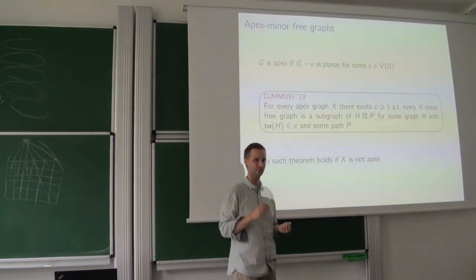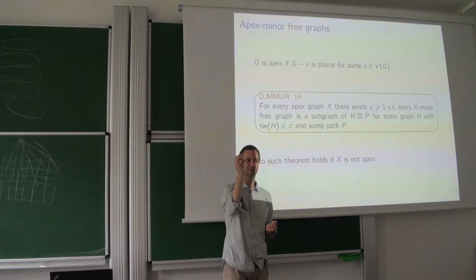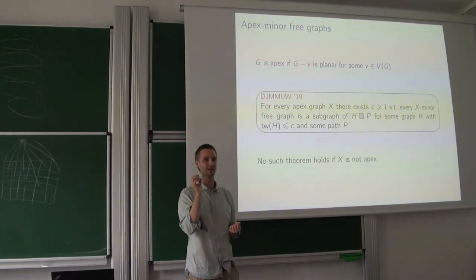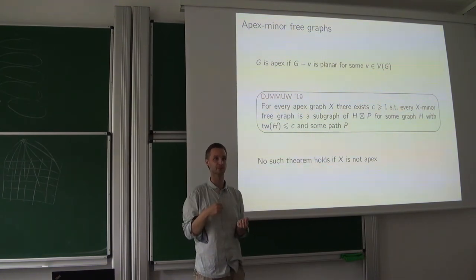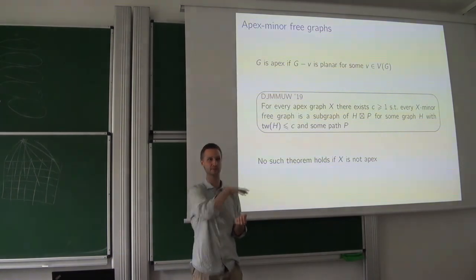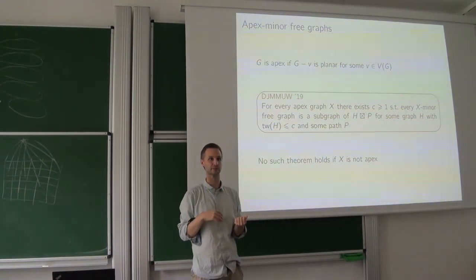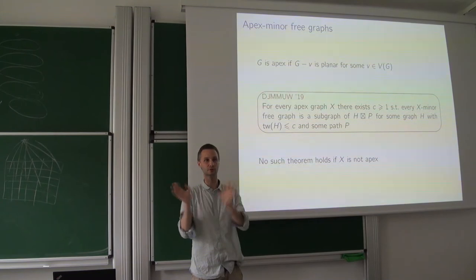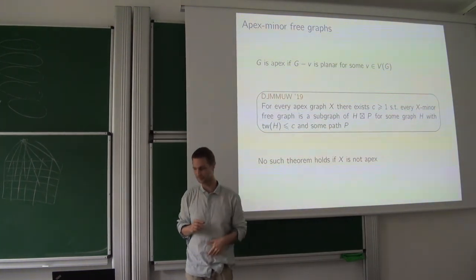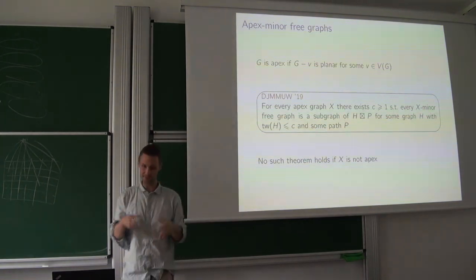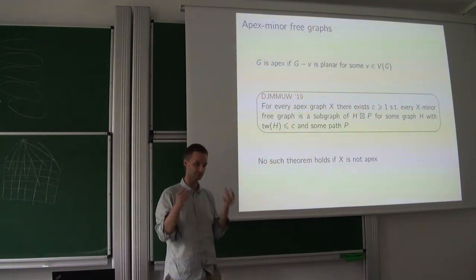And you also have some apex vertices, but these apex vertices are only adjacent to vertices in the apex set and in the vortices. They are not adjacent to vertices which are elsewhere on the surface. Okay, so if you don't know much about graph minor theory, don't worry about it. This is just a parenthesis that I'm making. But the point is that these apex minor free graphs have a very special structure.